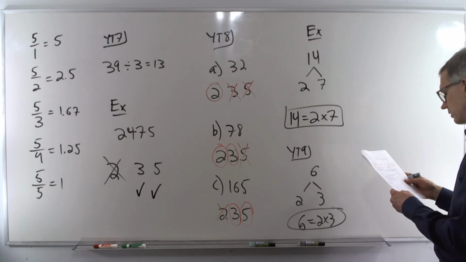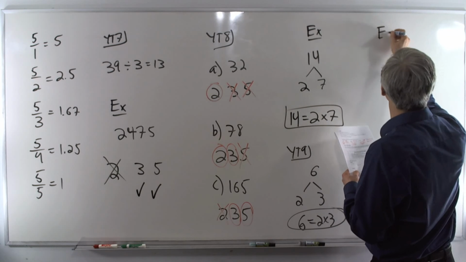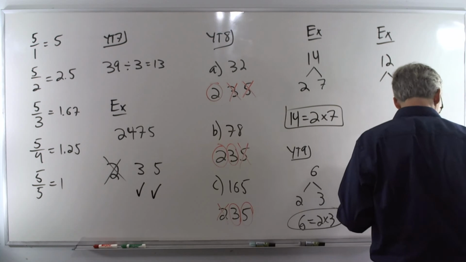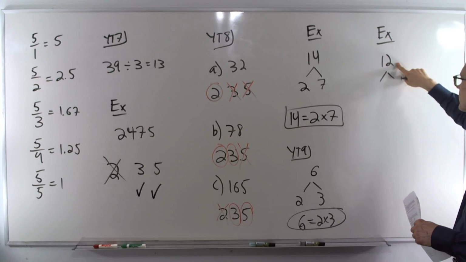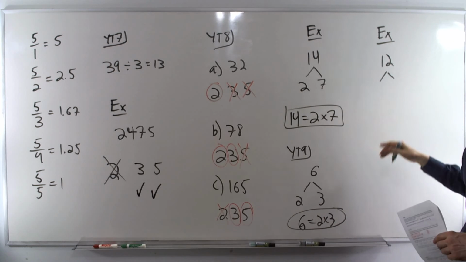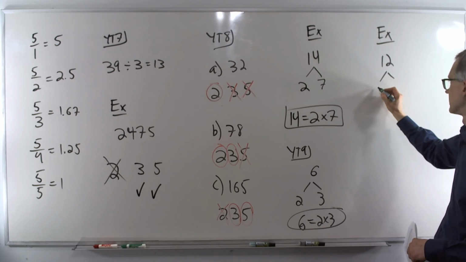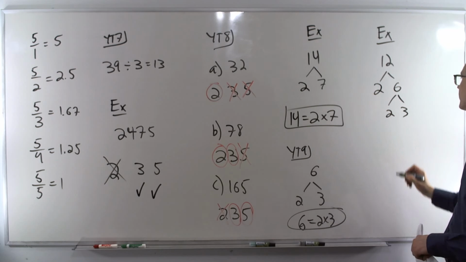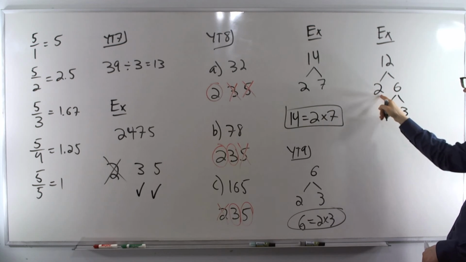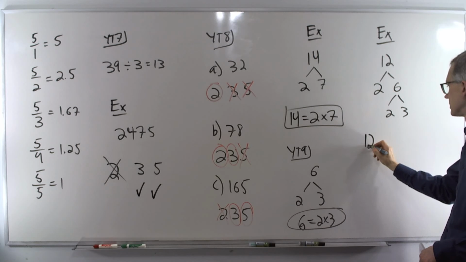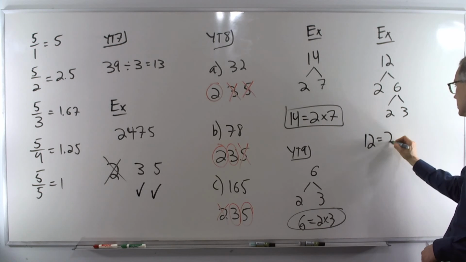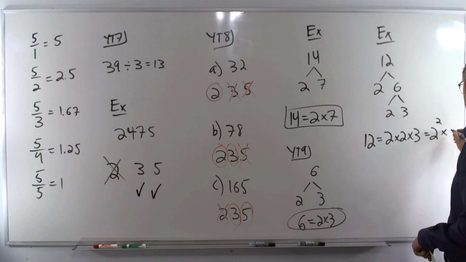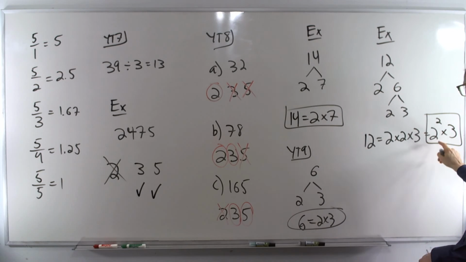All right, next one, 12. So this one will require more than one step. And there's always going to be more than one way to do these, or there usually is. So with 12, we could break it up into 2 times 6 or 3 times 4. In this case, it doesn't matter at all. So I'll do 2 times 6 and break this up into 2 times 3. Now when we write this, notice we have two 2's. So we're going to write this using exponent form. So 2 times 2 times 3 can be written as 2 squared times 3. So there's the final answer in exponent form.